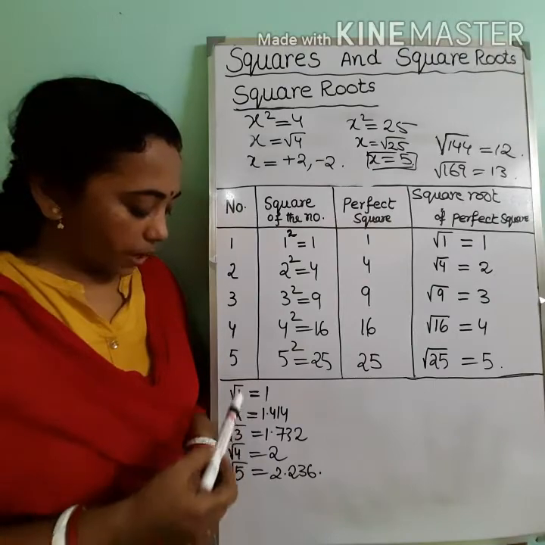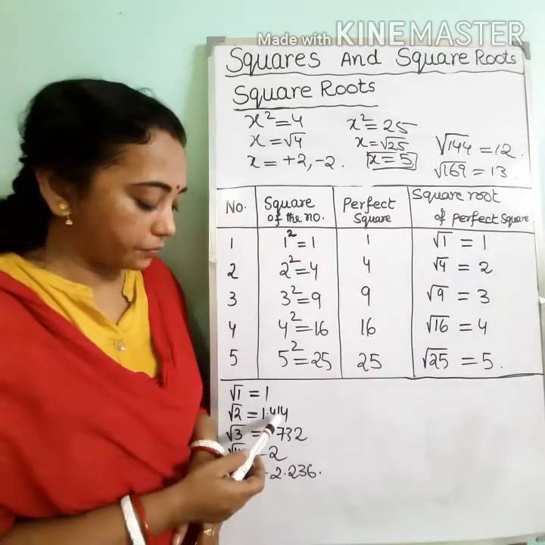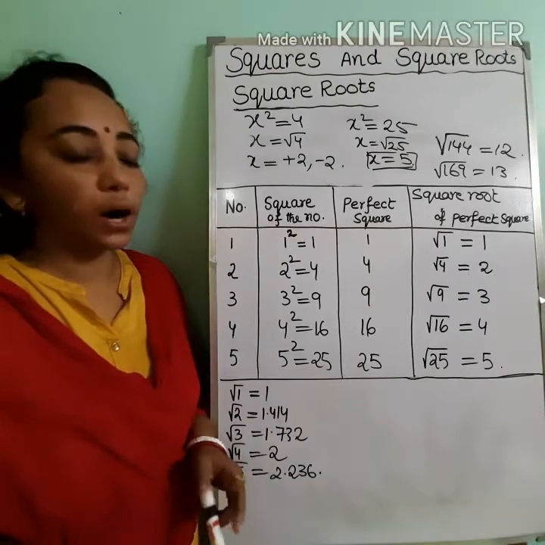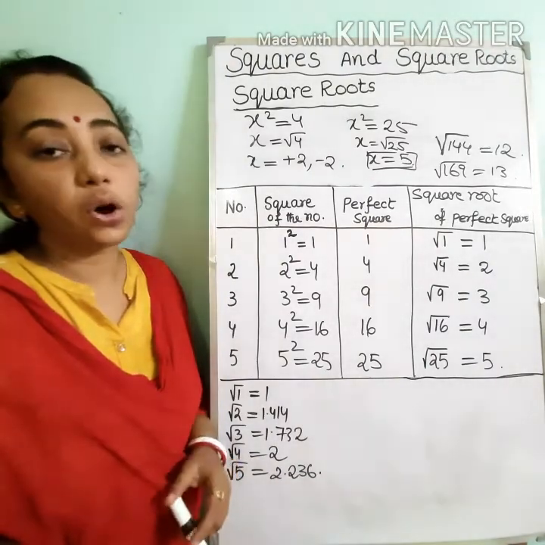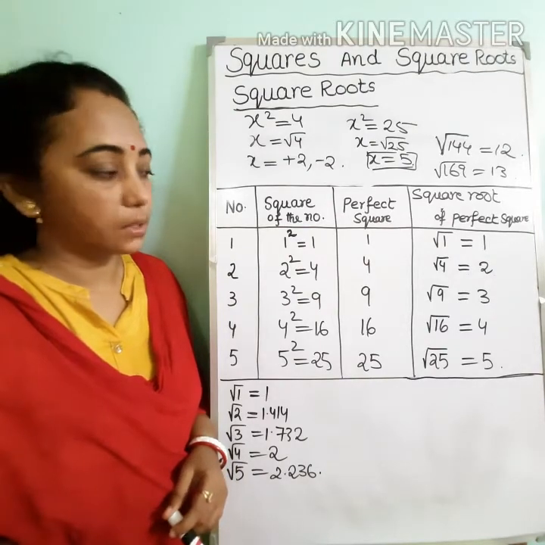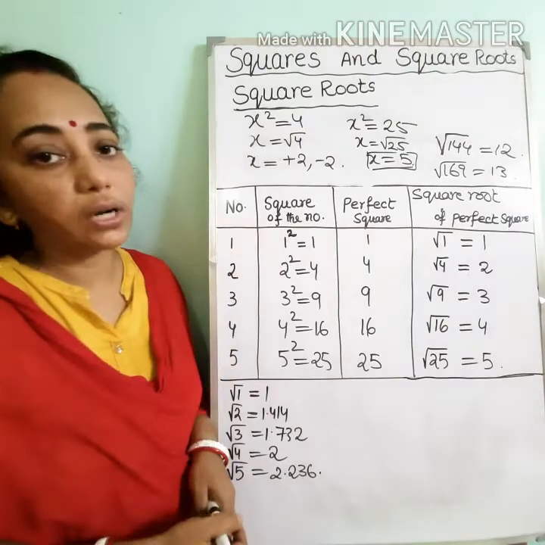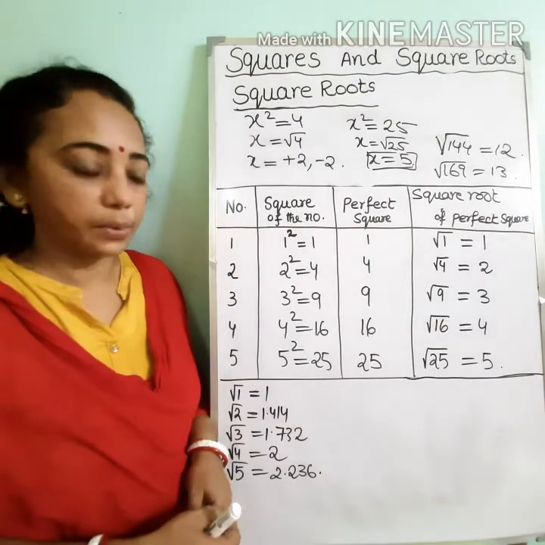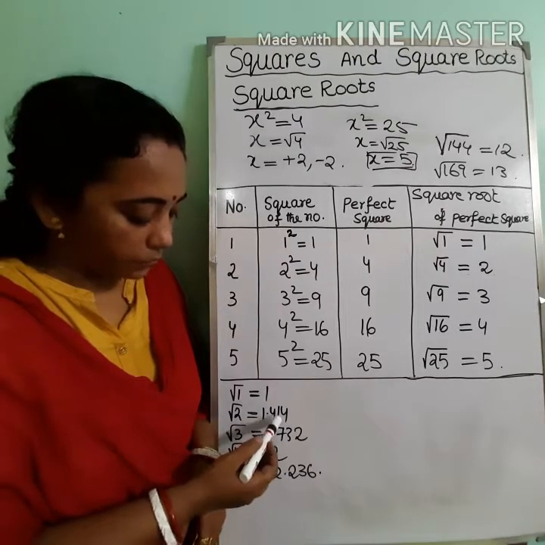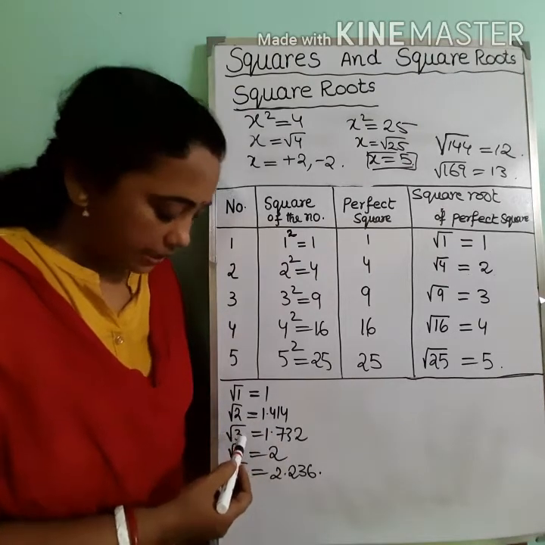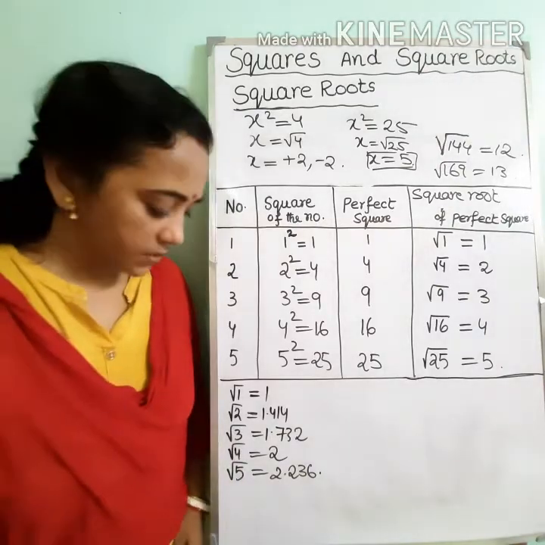The square root of 2 is approximately 1.414. So in between 1 and 4, whatever number is there, that is 2, 3, these are called non-perfect square numbers, because the square root of that number is not a natural number. Square root of 2 is approximately 1.414, square root of 3 is approximately 1.732, and so on.